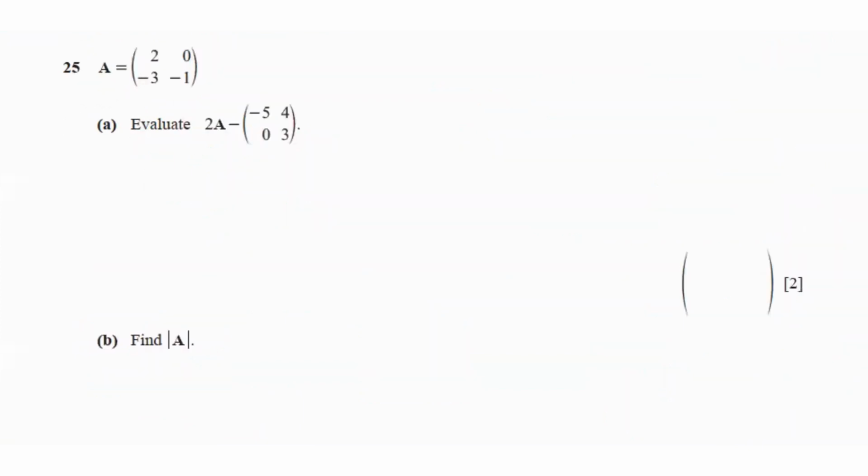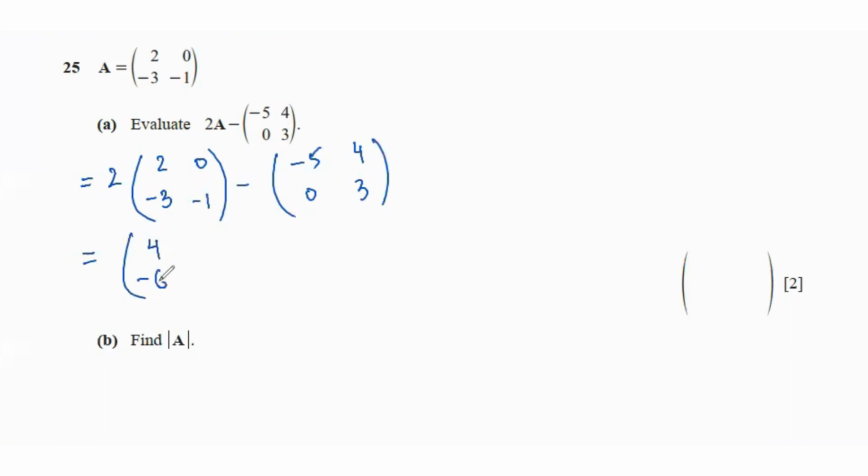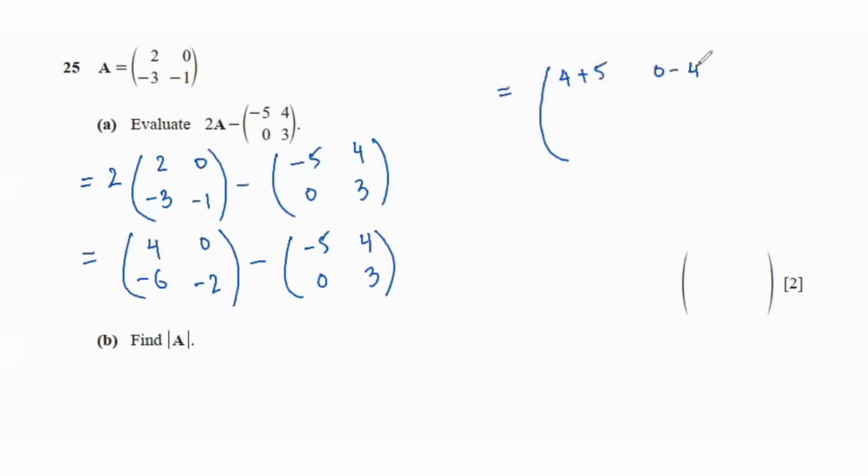5 says we have a matrix A, which is 2, 0, negative 3, negative 1. Evaluate 2A minus negative 5, 4, 0, 3. So 2 times 2, negative 3, 0, negative 1, minus negative 5, 0, 4, 3. That's going to be 4, negative 6, 0, negative 2, minus negative 5, 0, 4, 3. That's going to be 4 plus 5, 0 minus 4, negative 6 minus 0, and negative 2 minus 3. 9, negative 6, negative 4, negative 5.